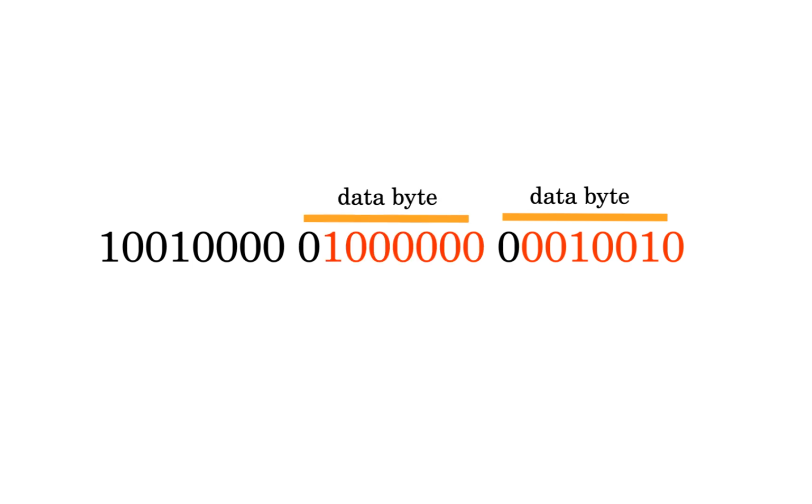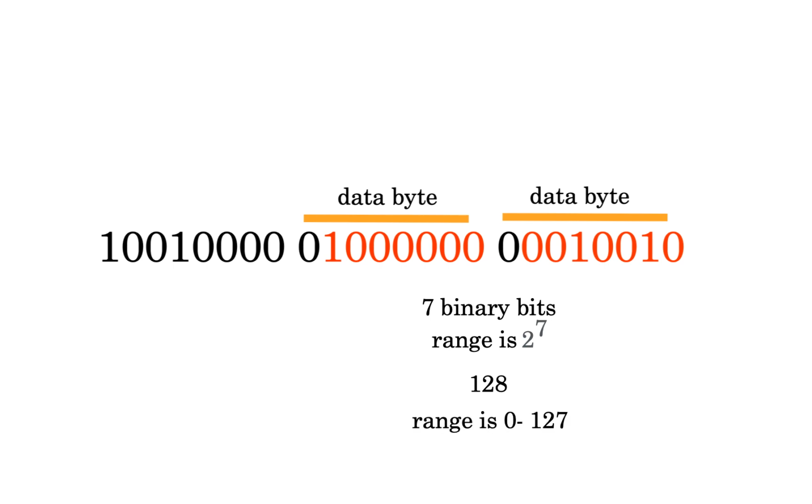Because the data in MIDI is represented by 7 binary bits, the range of a piece of data is 2 to the power 7, that is 128. Therefore, the note number and the velocity range from 0 to 127.